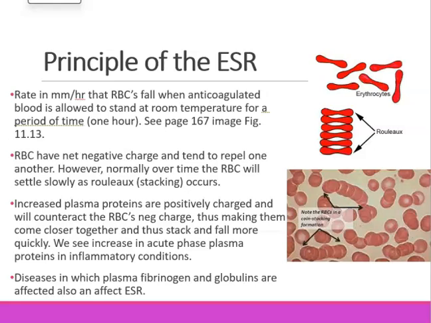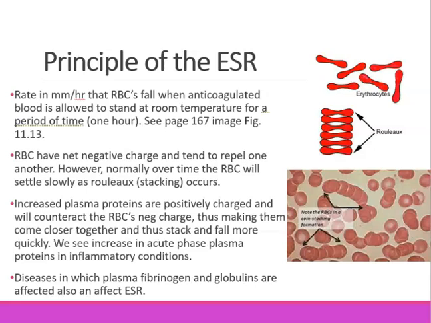And you can look on page 167 in your textbook so you can see the image of what we're talking about. But the red blood cells normally have a net negative charge, and they tend to repel one another. However, normally over time, the red blood cells will settle slowly and they will stack in what we refer to as a rouleau pattern. And that's what's over here. So you have your normal erythrocytes, or your normal red blood cell, and this is the side view of the little biconcave disc shape. And when they stack together, we also refer to this as a stack of coins, and that's known as rouleau.